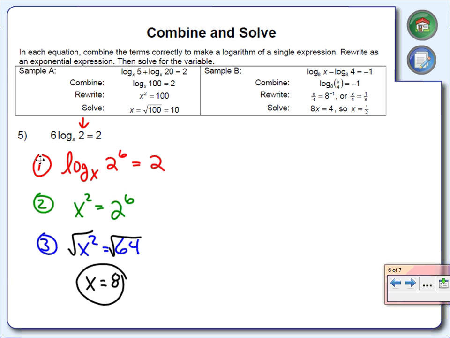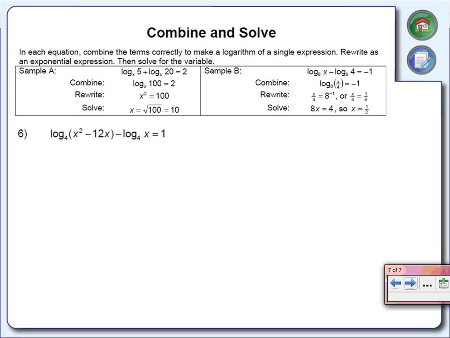Alrighty. We've got one more to look at. It's the big one. Log base 4 of x squared minus 12x minus log base 4 of x is equal to 1. So let's start by rewriting this as a single expression. Now notice they're subtracting. And what did we say earlier about subtraction? It was going to be the same thing as division. So what am I going to divide?